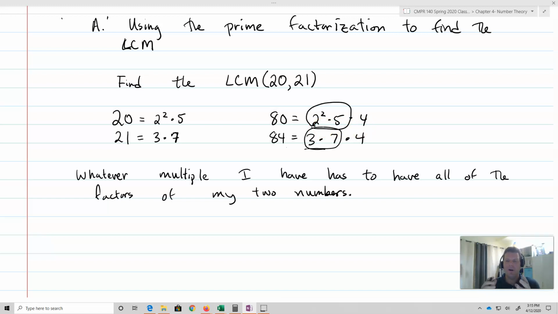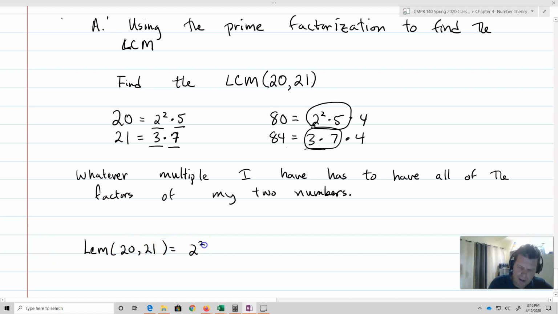So what we need to do is make sure that we have all the factors in my multiple, or my least common multiple, that are also inside of my original two numbers. And the smallest one is going to be the one that shares all of those factors and nothing else. It just has those factors. So if I look here, the factors of 20 are 2 squared and 5, and the factors of 21 are 3 and 7. So the LCM of 20 and 21 equals 2 squared times 3 times 5 times 7.